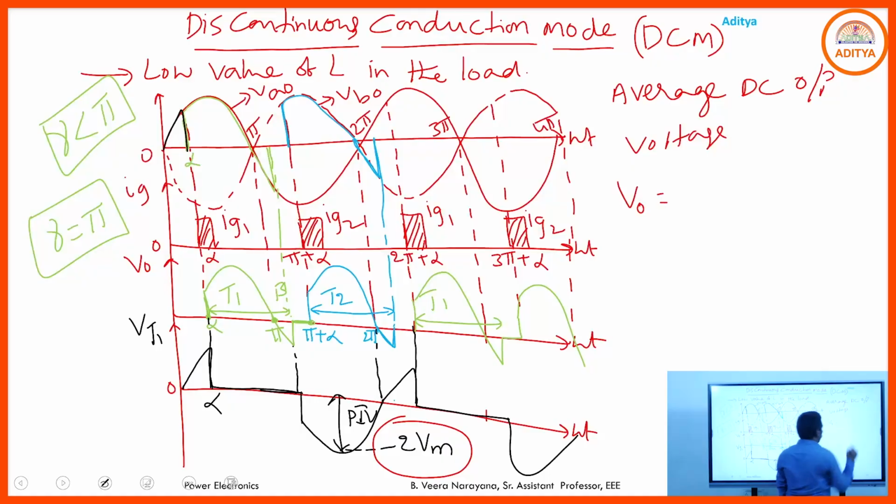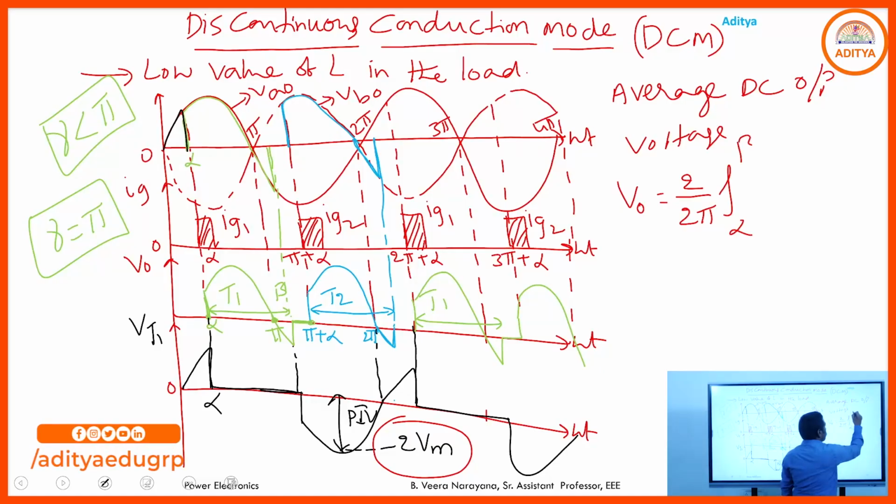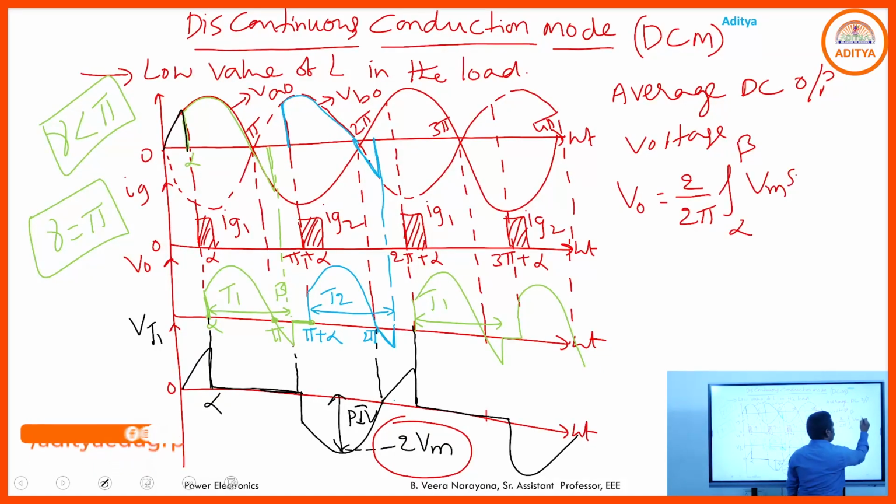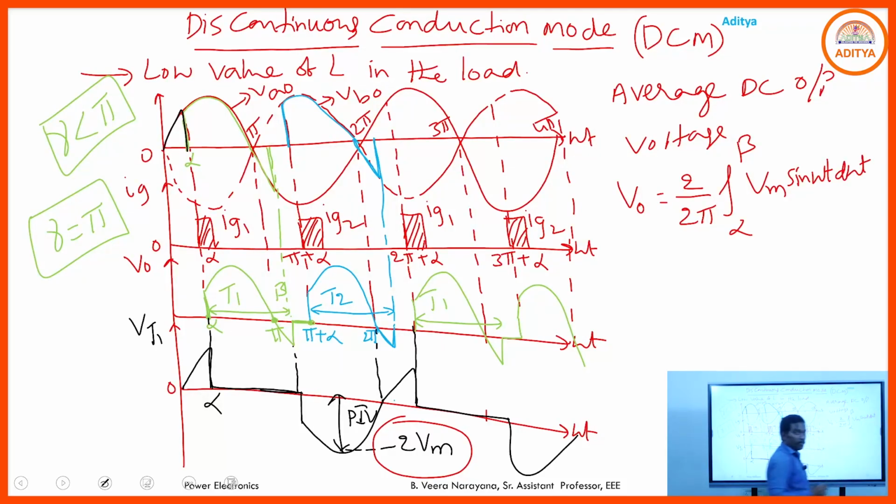V0 is equal to, how many pulses are you generating here for the completion of one full cycle? 2 pulses. So 2 by 2 pi integral. What is the duration of each pulse? From alpha to beta you have the output voltage, so the limits are considered as alpha to beta. How much voltage do you transfer? Vm sin omega t d omega t.